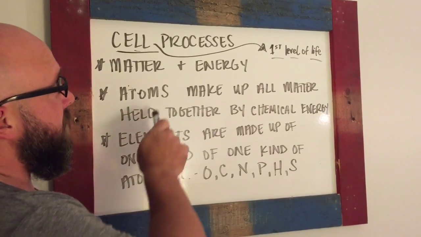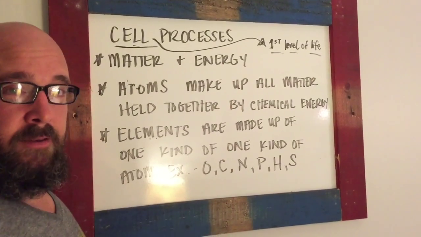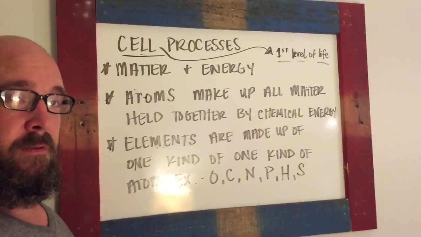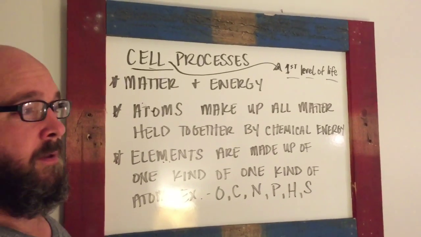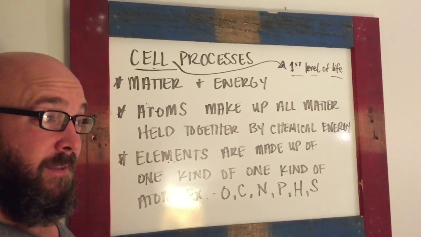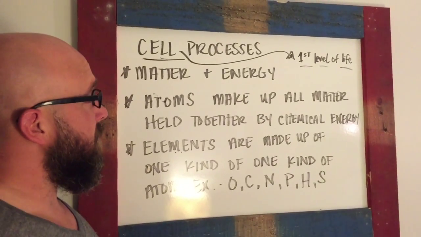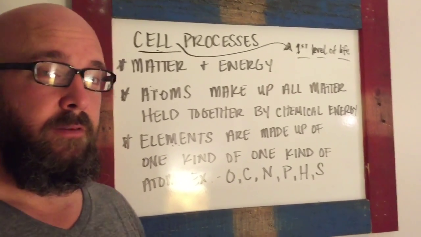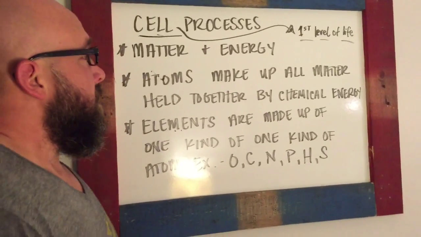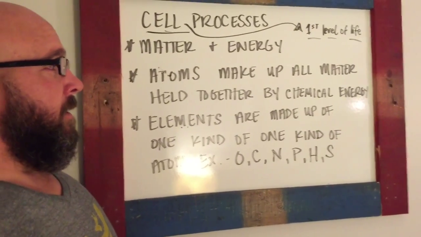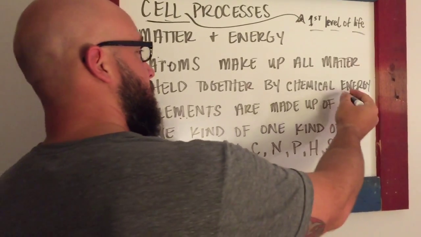These atoms are held together by energy created by the three things that make up atoms, which are protons and neutrons, which are in the nucleus, and electrons, which go around the nucleus, kind of like a cloud, like they orbit the nucleus. These atoms make up all matter and are held together by chemical energy.